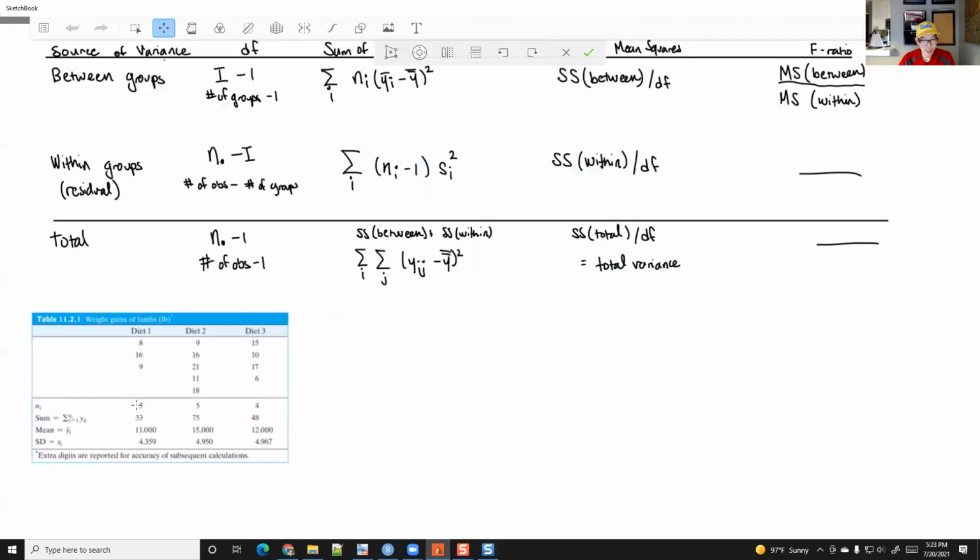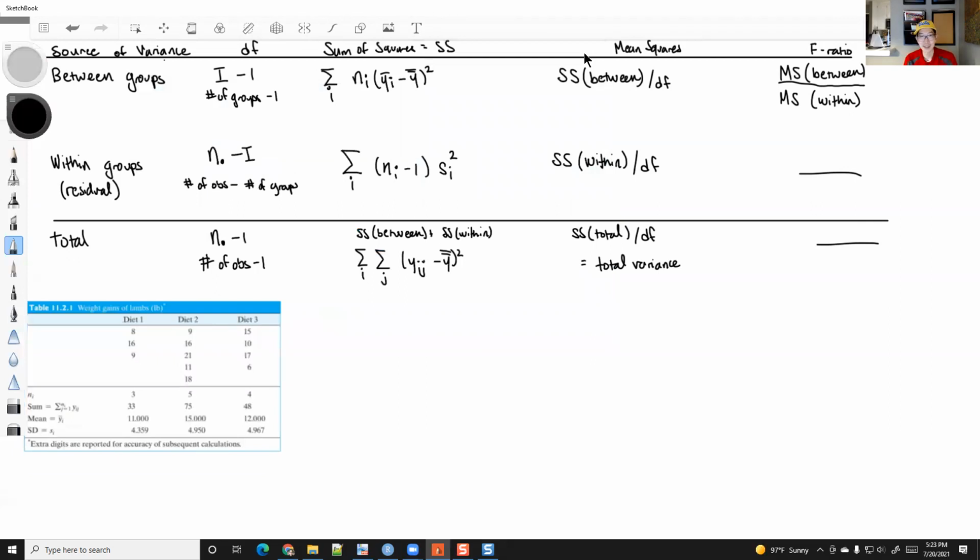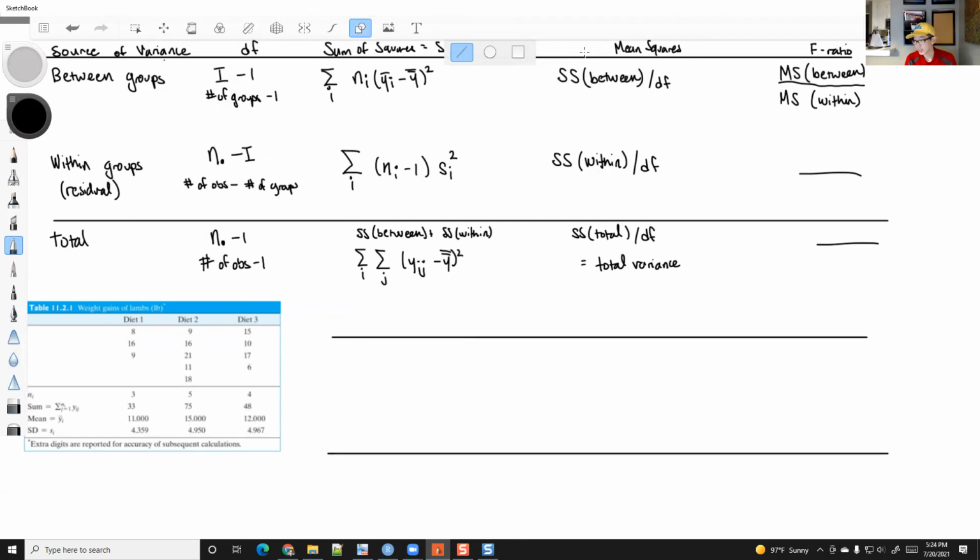All right, let's plug in the numbers we have. Let's fill this out here. Please don't break on me, computer. Okay. All right, so we've got source, degrees of freedom, sum of squares, mean squares, F ratio.